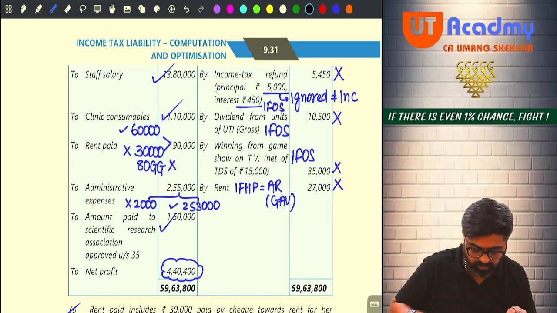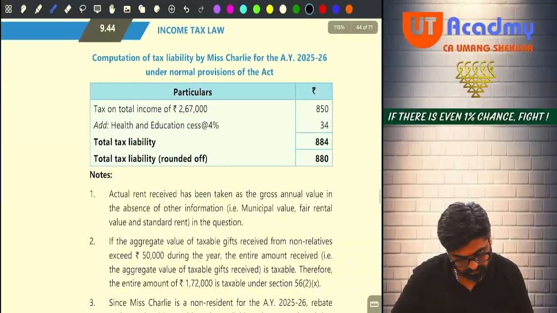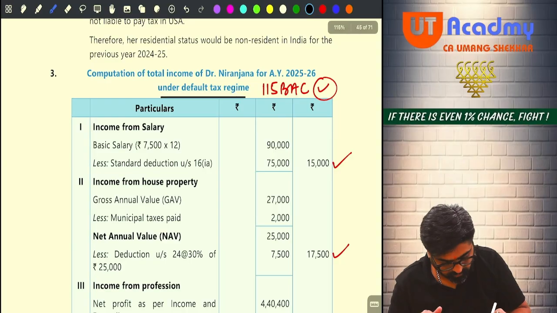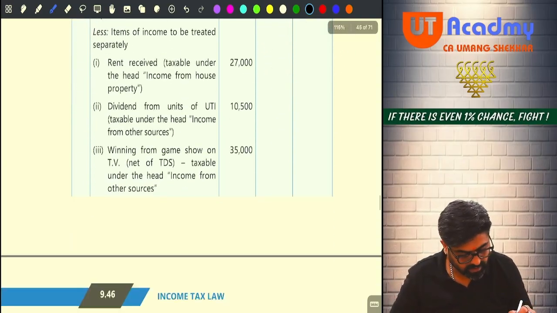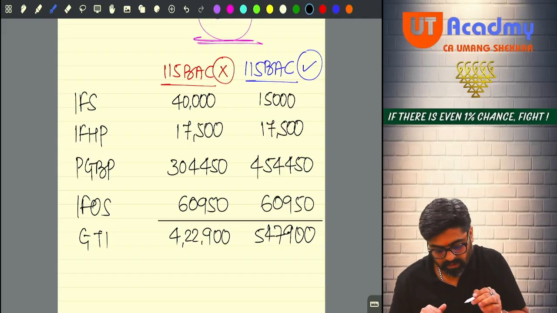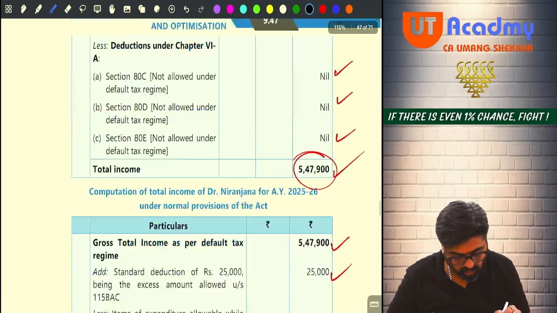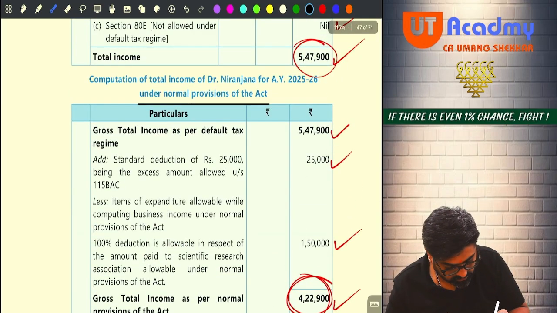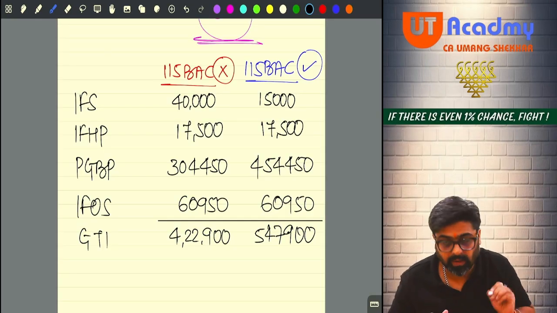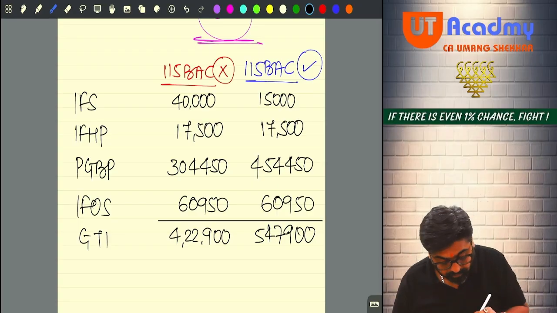First, check this amount. Third question, no? See, under the default regime, if you are following 115BAC, then your GTI should be 547,900. Did we get 547,900? Yes or no? Now, when you don't follow 115BAC under normal provisions, your GTI should be 422,900. Did you get 422,900? So GTI, both the things are correct. Okay. Now, less.